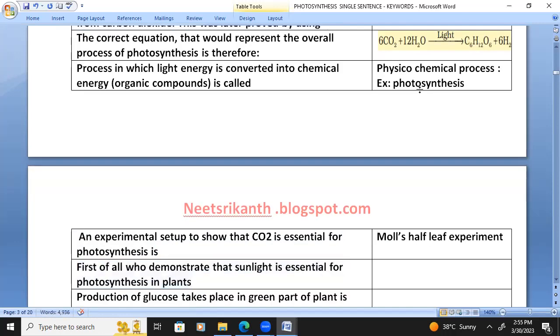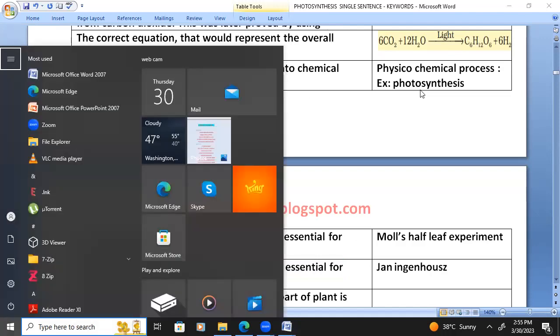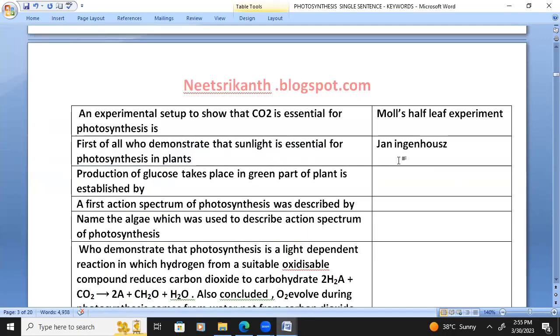First of all, who demonstrated that sunlight is essential for photosynthesis in plants? John Ingenhouse. Production of glucose takes place in the green part of the plant, established by J.V. Sachs. The first action spectrum of photosynthesis was described by T.W. Engelmann.